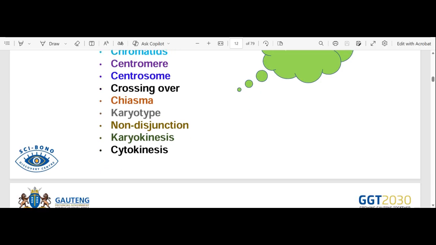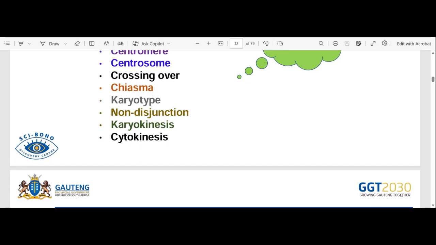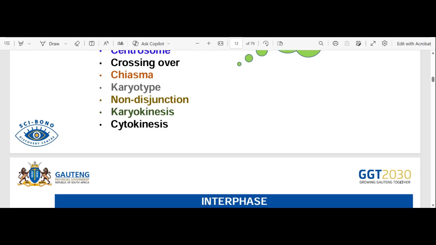Okay, let's go to the chiasma or chiasmata. So chiasma is the point at which two chromatids of different homologous chromosomes overlap during crossing over. It's where they overlap. I hope that makes sense. Let's go to karyotype. So what is a karyotype? A karyotype, or some other people will call it a karyogram, is a diagram that shows all the chromosomes within a cell. So it's a representation of all the chromosomes within one cell.